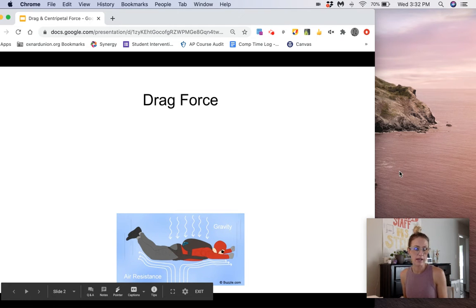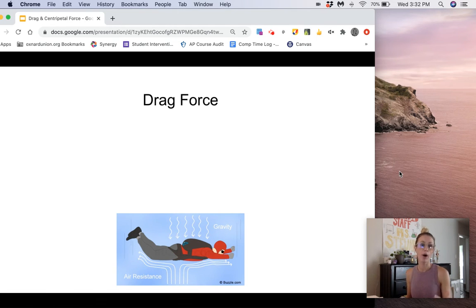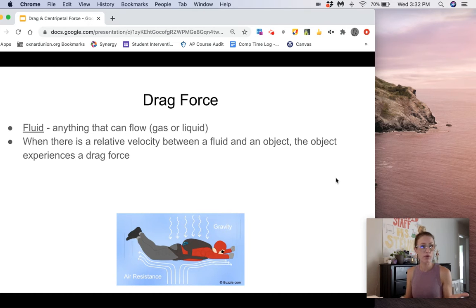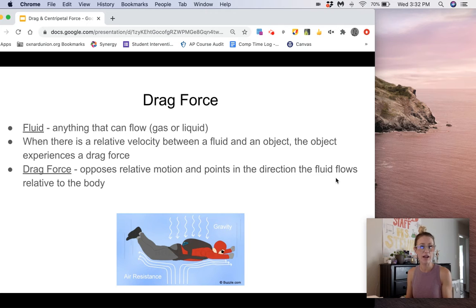Drag force is kind of like friction in that it's going to oppose the motion, and it's opposing the motion as an object flows through a fluid, or an object goes through a fluid. A fluid is basically just anything that can flow. So, a gas like air, if we're talking about the skydiver right here, or a liquid, if we have someone swimming through water, they're also going to experience a drag force. So when we have a relative velocity between the fluid and the object, the object experiences a drag force.